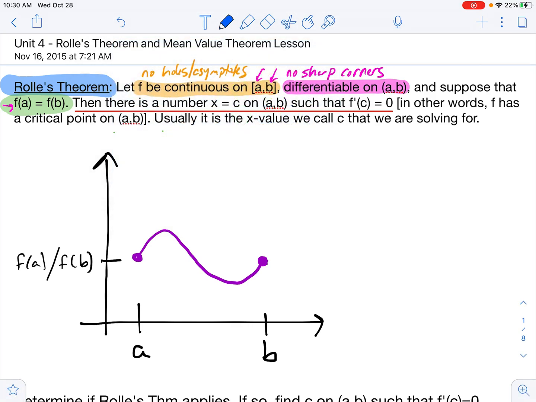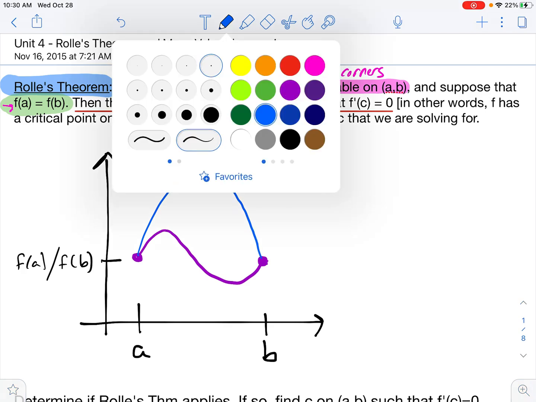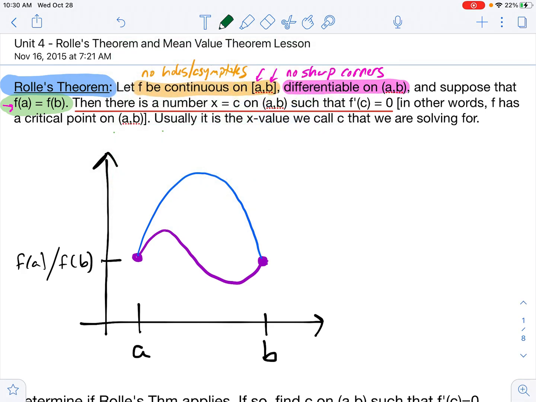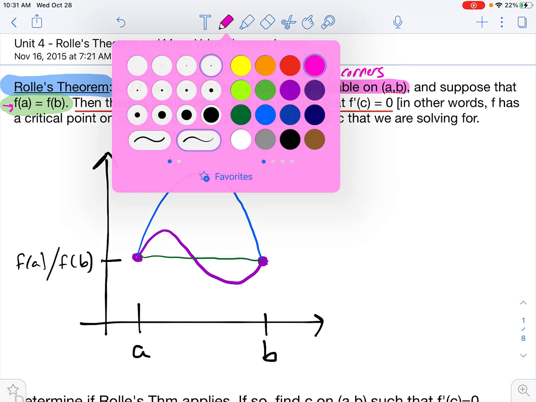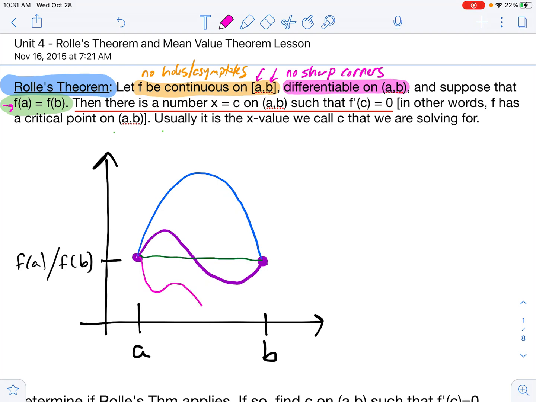Maybe I'll do a few. Here's one that just kind of goes up and down. Remember, no sharp corners. And maybe a third one that's just even a horizontal line that goes across. Certainly I could go down. But again, you get the gist, I hope. So lots of ways to draw these functions, but look, they're all continuous. They have no sharp corners, so they're differentiable, and they start and end at the same y value.